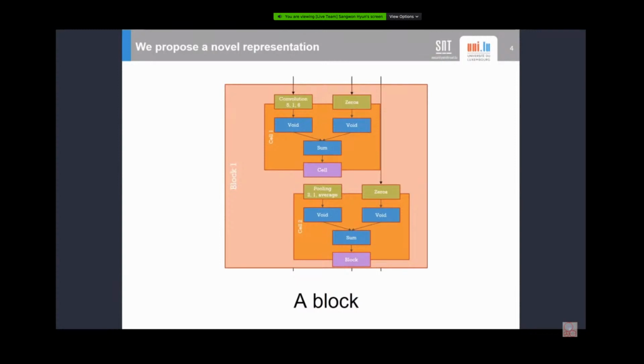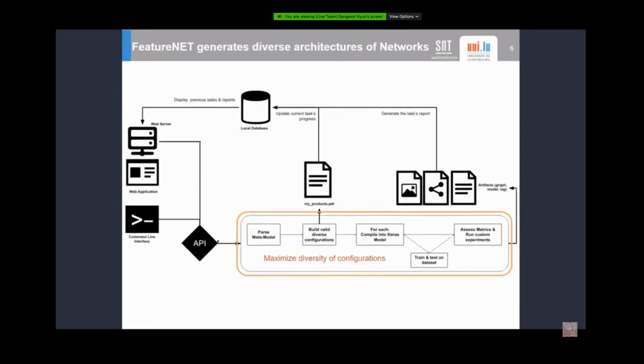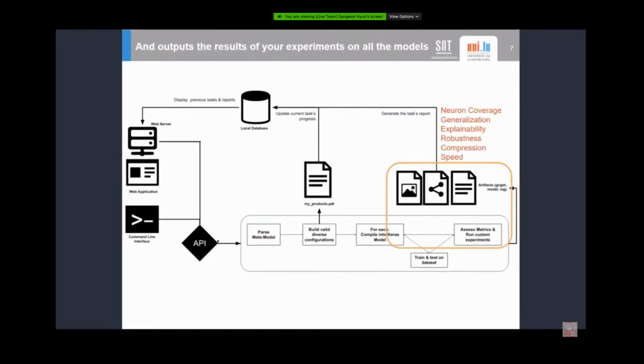FeatureNet parses the blocks and cells into a full working neural network using TensorFlow and Keras. It also fixes its inconsistencies. It selects architectures that maximize the diversity of their components in order to cover a wide spectrum of behaviors. The models are then trained and tested. The most performant models are then used to run your custom experiments. It can be computation of neural coverage, generalization, or studying the explainability or the robustness of the model.